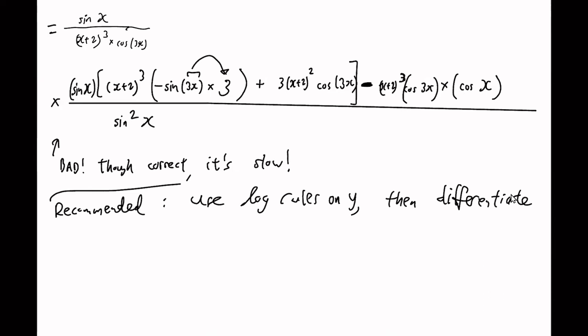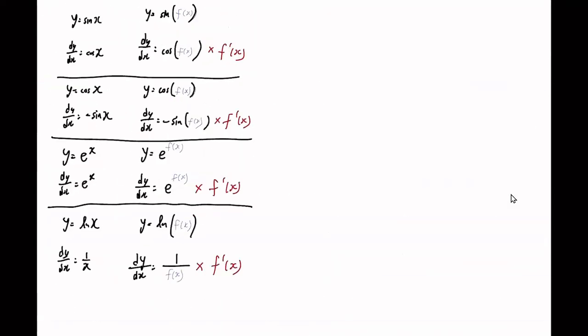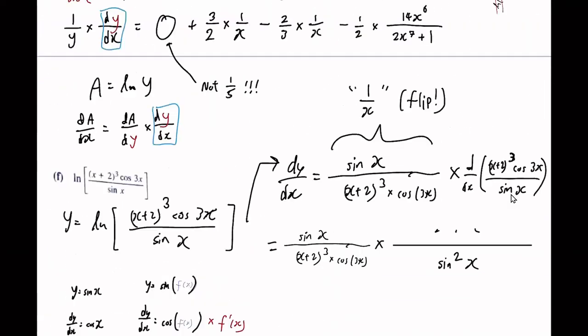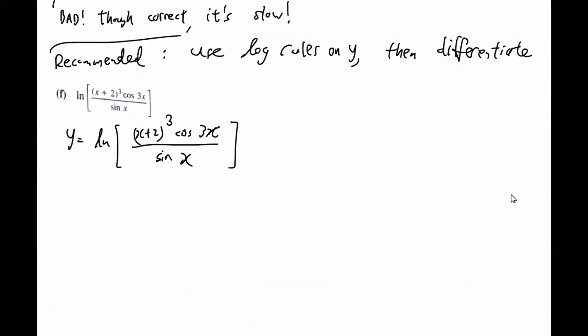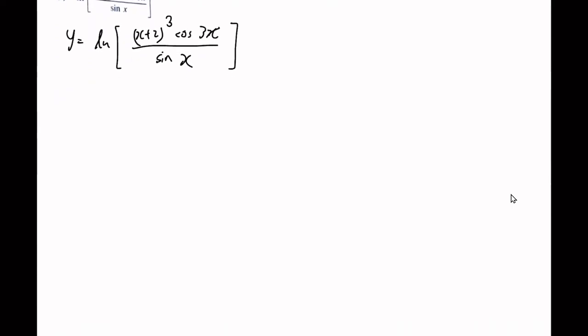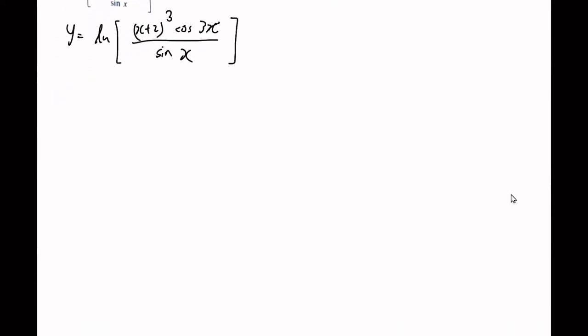So try the question again, but this time with the more efficient way. y equals ln of whatever. What do you think is the more efficient way? How do you do it? You separate it. How? Tell me. 3 ln x plus 2 plus ln cosine 3x minus ln sine x. Very good. Okay, you remember your logarithm rules.